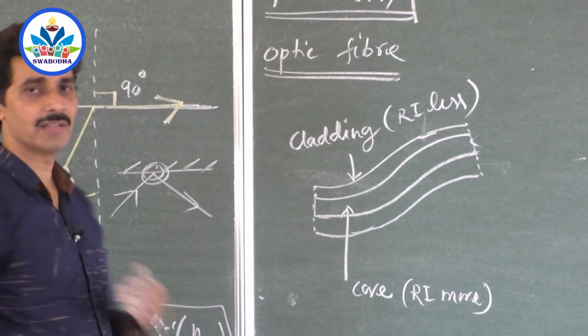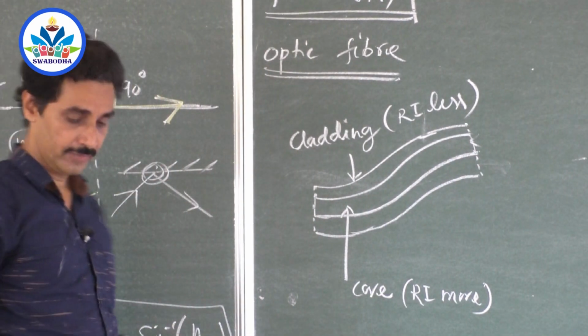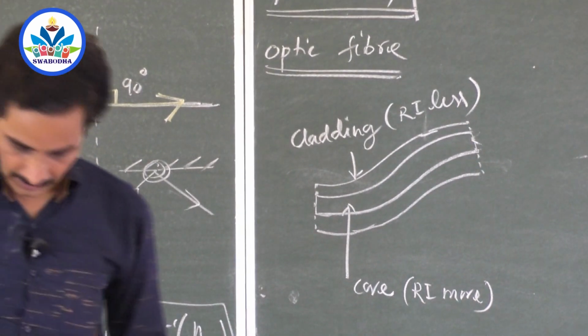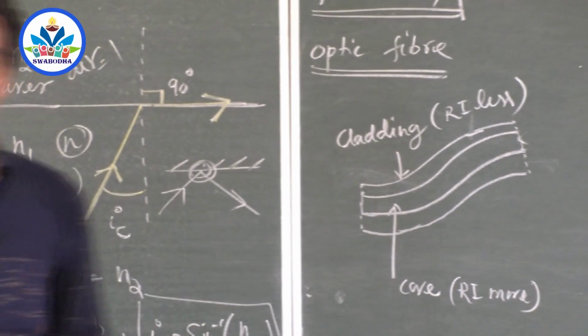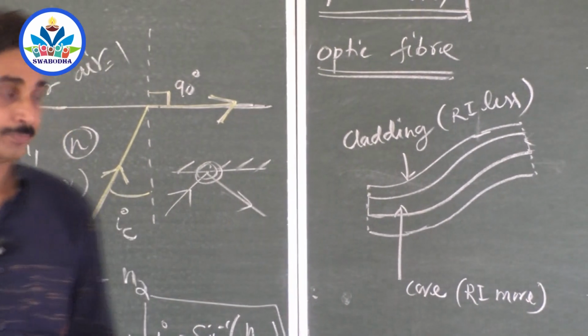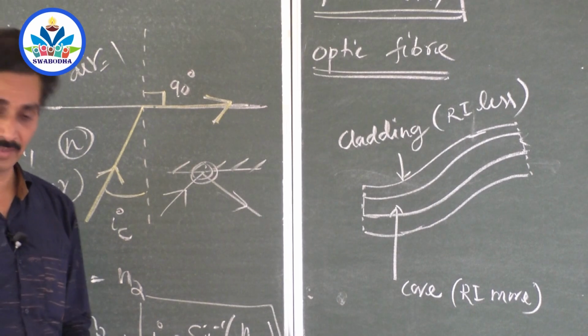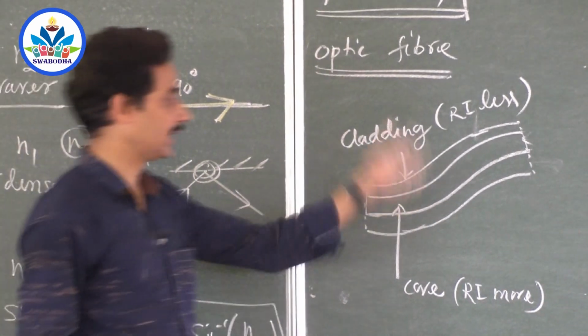And how do we transmit light through this? Optic fibers are transparent cables, solid cables, and they work under the principle of total internal reflection. They are used to transmit signals over long distances, even in a curved path. They can transmit light in a curved path.